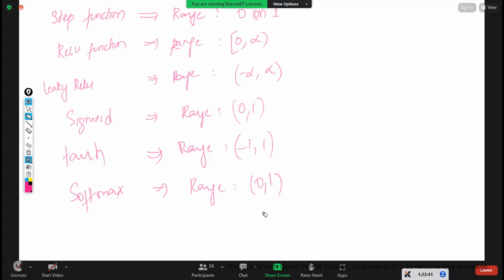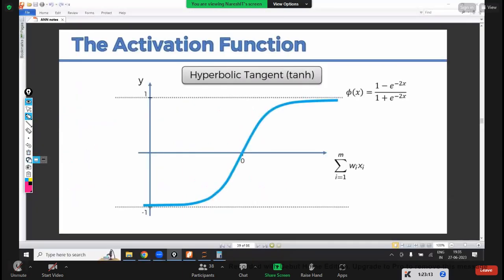Is that clear, guys? In tomorrow's class, we are going to learn how every neuron works and what output it gives. Then we will see how it calculates and how it updates the weights. Initial weights are something, and it is going to modify them. How it calculates the new weight, we'll see in tomorrow's class, and we'll complete the activation and neural networks tomorrow.